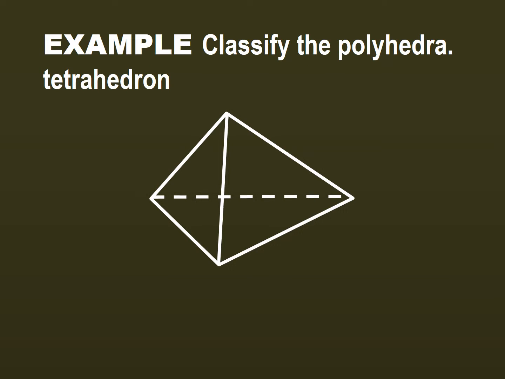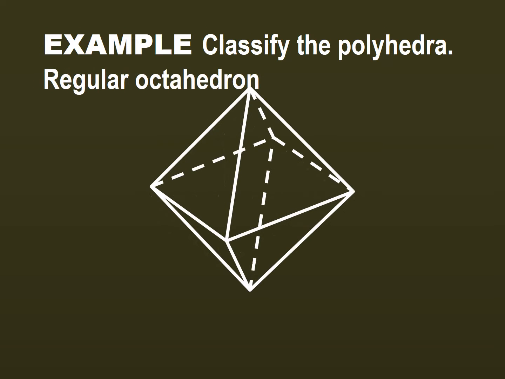So let's get some practice in. Let's classify the polyhedron based on the number of faces. So in this figure, you can see that there are 4 sides. Here's 1 face, 2 faces, 3 faces, and then 4 faces. So 4 faces would be a tetrahedron. This one has 8 faces. Here's 1, 2, 3, 4, 5, 6, 7, 8. So we call that an octahedron.